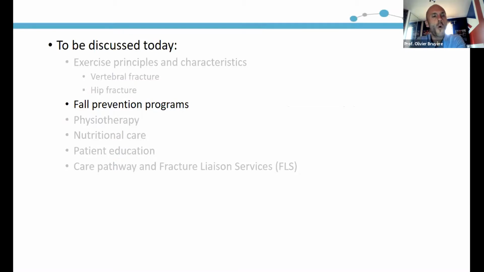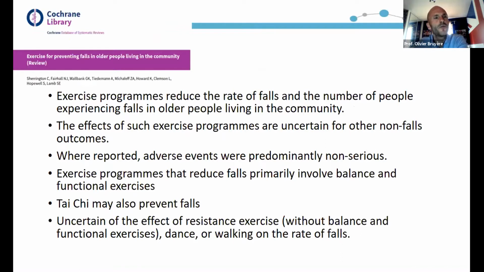If we look now at fall prevention programs, it's quite interesting to have a look at the recent recommendation of the Cochrane collaboration. And the Cochrane collaboration suggests once again that exercise programs could reduce the rate of falls. However, we should acknowledge that we do not have much scientific evidence that exercise programs could also reduce other non-falls outcomes.